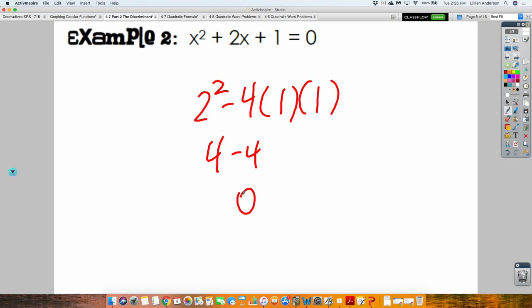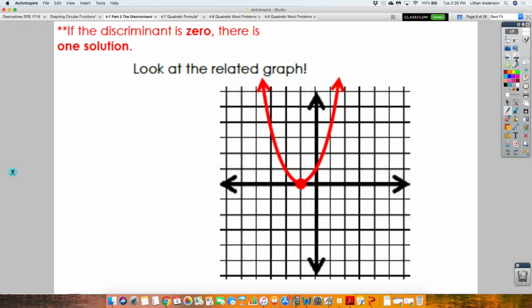When that happens, that means the graph, the quadratic, is just touching the x-axis, meaning you're only going to have 1 real solution, 1 x-intercept, 1 real root. It's actually called a double root. That's the other name when you have a situation like this. When the discriminant is 0, you're going to have 1 solution. Good?